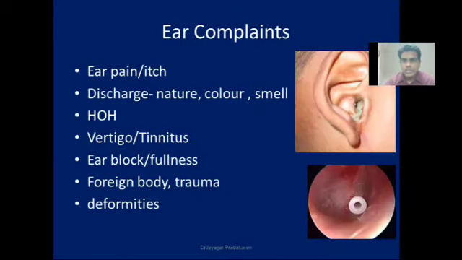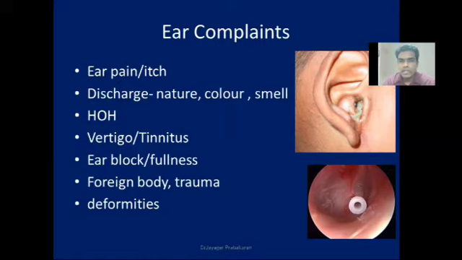The basic ear complaints which they present to ENT OPD are ear pain, and itching in the ear, as in fungal infections of the ear, otomycosis. There is usually itching and watery discharge. And when you mention discharge, you can always mention the nature of the discharge. The nature could be mucoid, that is mucus-like, or purulent, or a combination of both, mucopurulent, or serous or watery discharge.